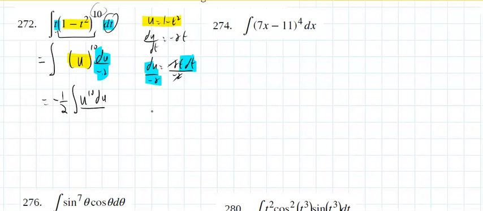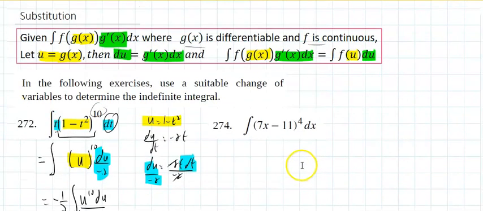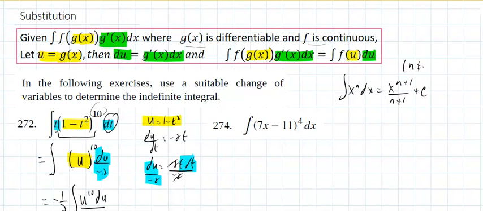This is a power function, and we did this already. We know that the integral of x to the n dx is x to the n plus 1, divide by n plus 1, plus c, assuming that n does not equal negative 1.